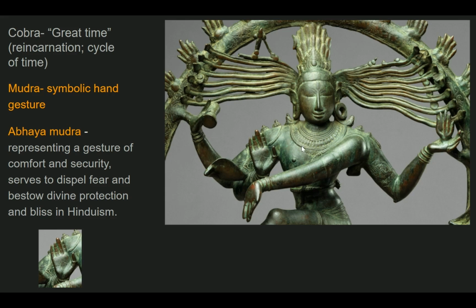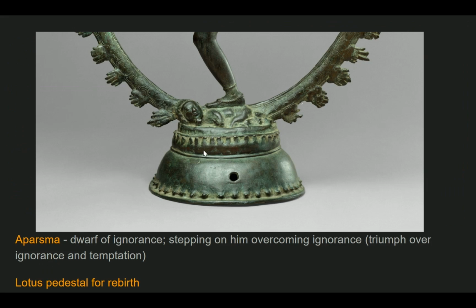Again, he has all this jewelry and the detailed bangles and ornamentation. In this cosmic dance, there's also the element of sound. Consider the bangles that he's wearing that are still popular today. And as he moves, they're jangling on his arms. He has some on his ankles as well. So there's this element of sound as well. He stands upon a Apasmara. He's this dwarf of ignorance, and that signifies how he's overcoming ignorance as well as temptation. And all of this is upon this lotus pedestal, and that's for rebirth.